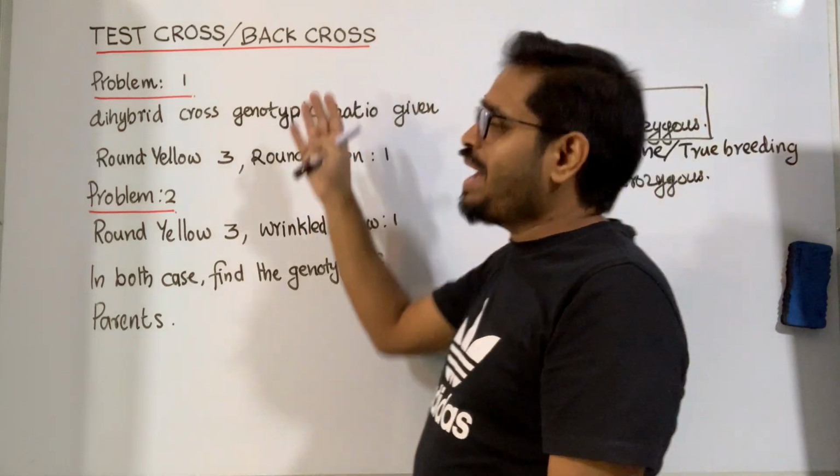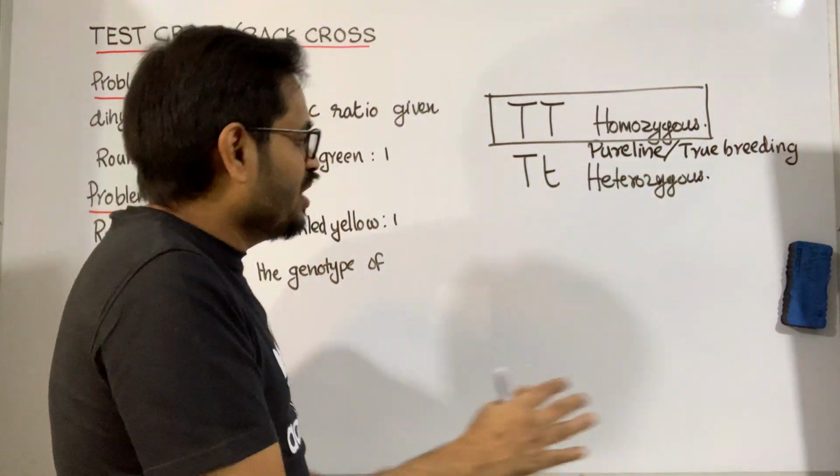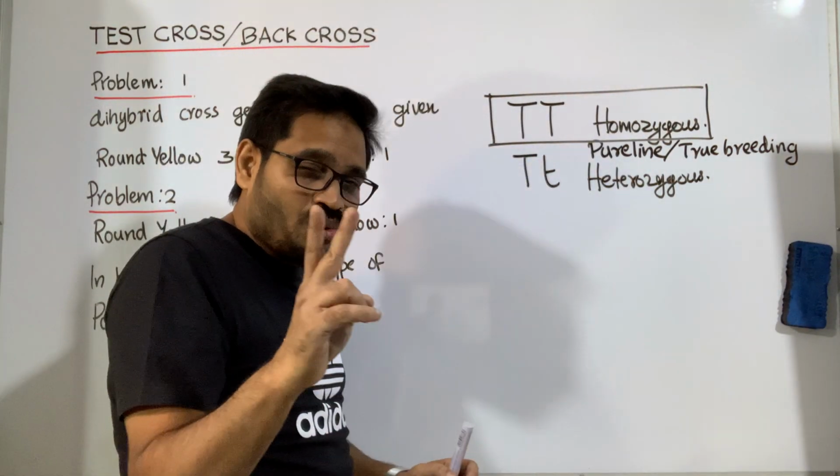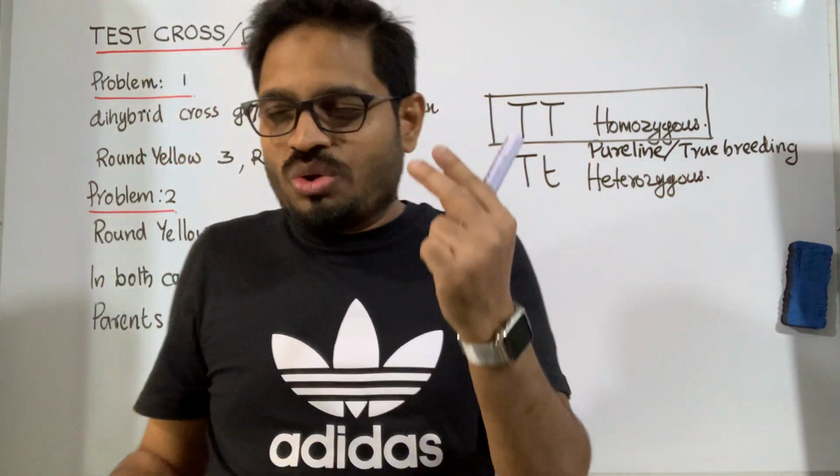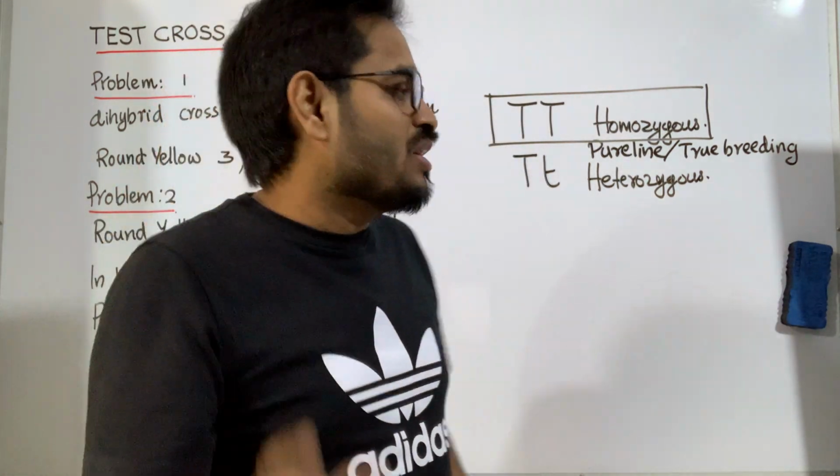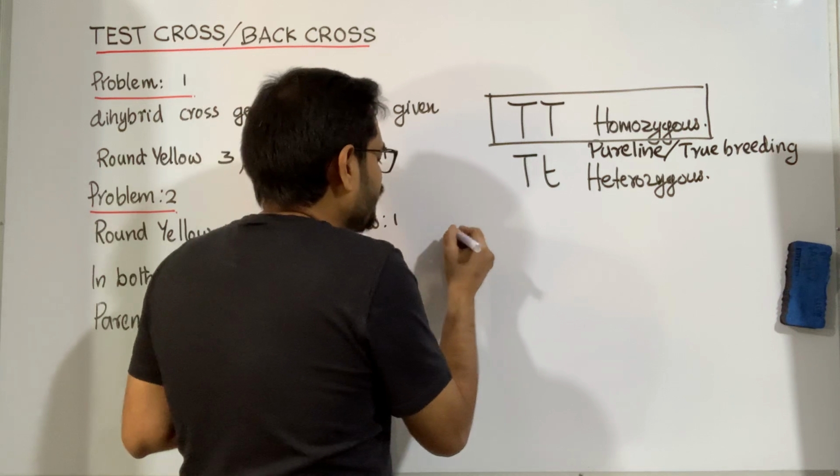By the way, why is it a back cross? Let us check it out. In the test cross, there are two scenarios. We have to do cross 1, cross 2. Okay? So, here we go for cross 1.